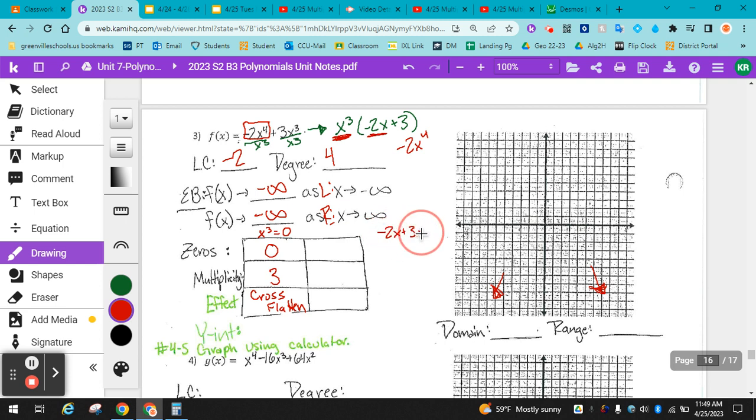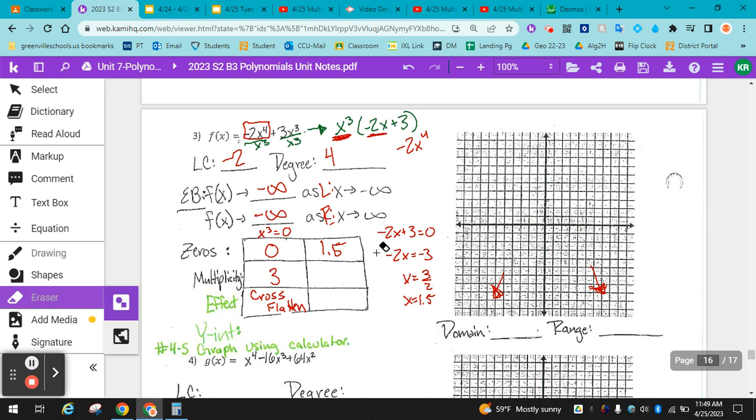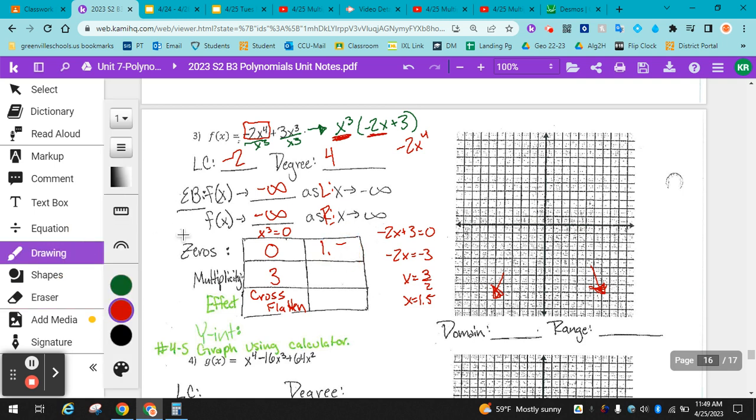-2x plus 3 equals 0. So -2x equals -3. So x equals 3 over 2, or 1.5. Especially since we're graphing, I'll put it into a decimal. If it was the 0.333, like if it was 2 over 3, I'd still make it into a decimal because you're graphing. This multiplicity is 1, so this will just cross.